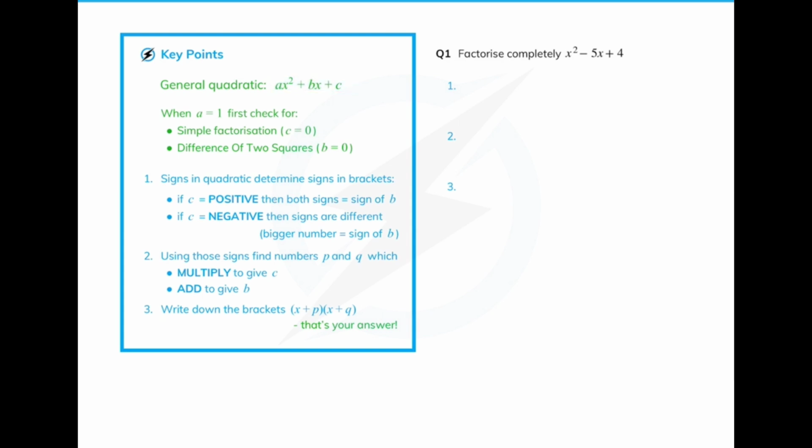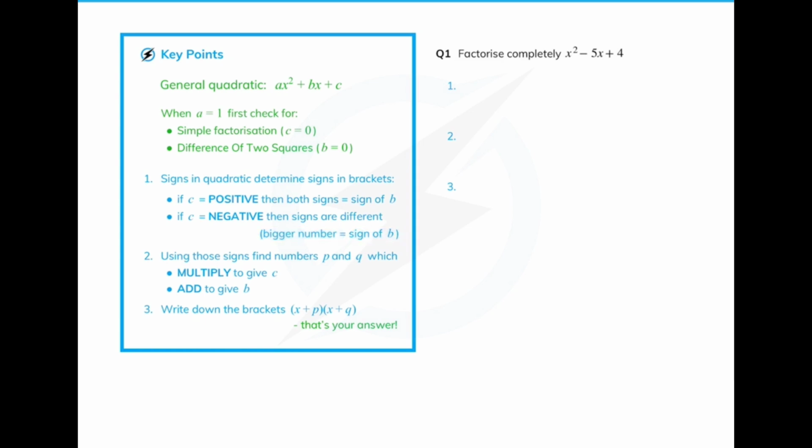Well, we need to decide on the signs in our brackets, because that's what we're trying to do. We're trying to write it in brackets. And to find those signs, we look at the signs in the quadratic. We look at the sign of c, that one there. If it's positive, then both signs in the brackets are equal to the sign of b. And if c happens to be negative, then both signs are different. So there's a plus in one bracket and a minus in the other bracket. And it might be worth remembering that the bigger number will have the sign of b.